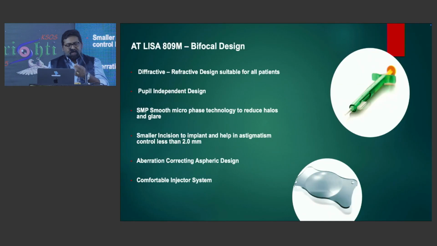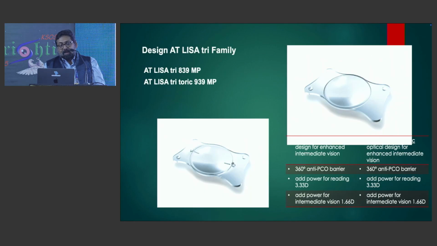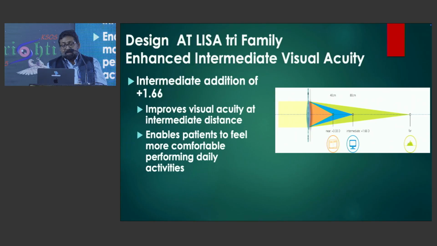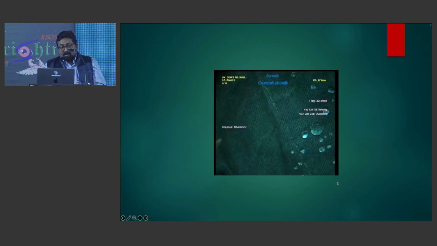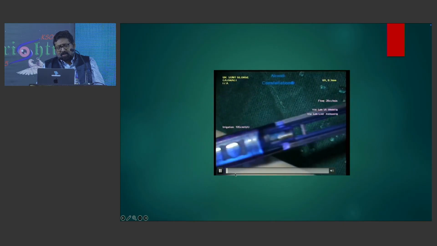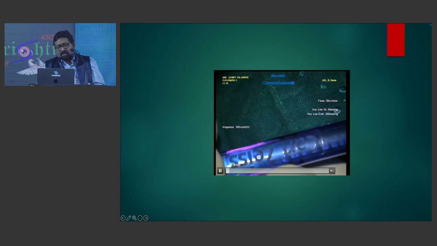So going through a few of the lenses, one of the multifocal still available good lens is the AT Lisa. You have the AT Lisa Tri family. So you have a near add of 3.3 and 1.66. Wonderful lens. Showing the video just to show that there's a no touch this one.